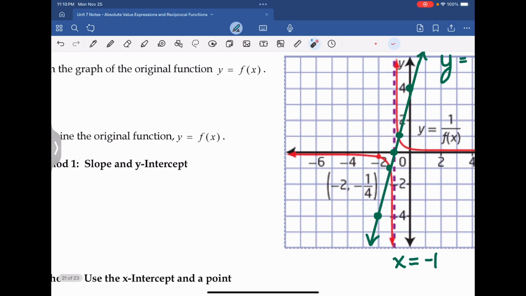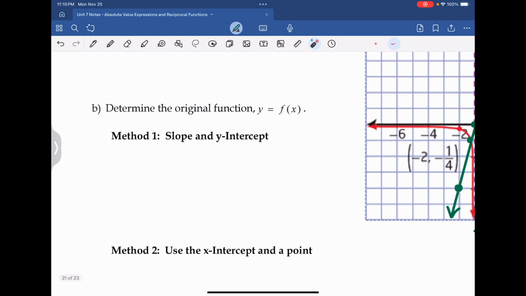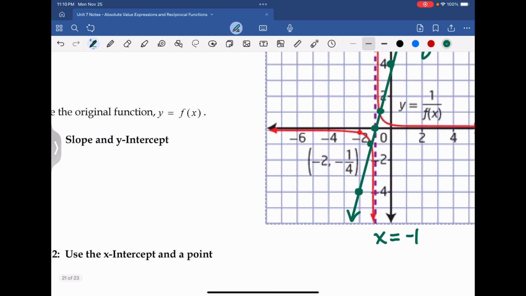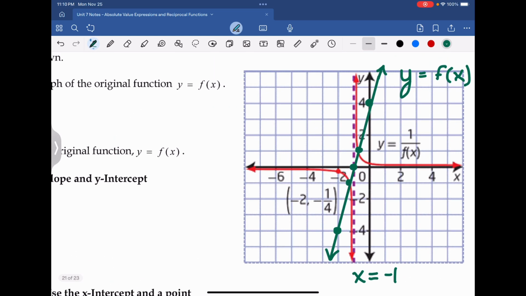So when they say determine the original function, and we want to do this based on the characteristics of the graph, if we use the slope and the y-intercept, let's go off to our graph here. We see that the y-intercept is located at 0 for x and 4 for y. We also see that there is some sort of slope, so let's say we go between any 2 points here.